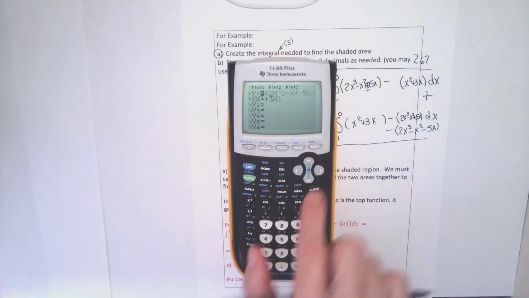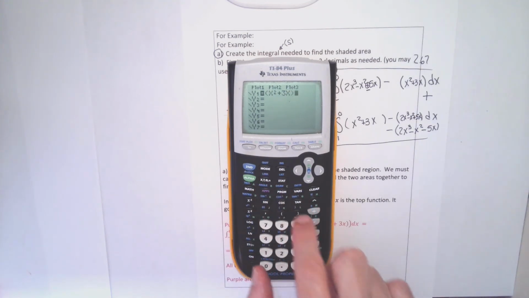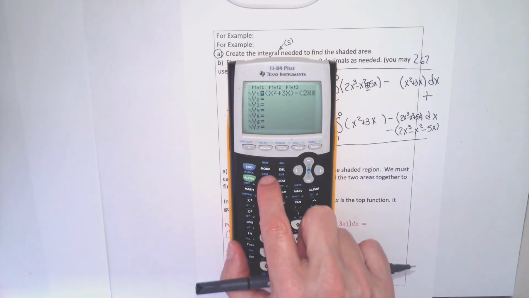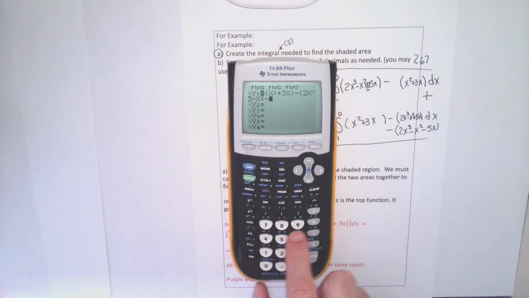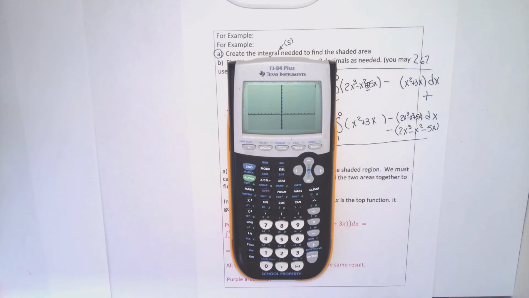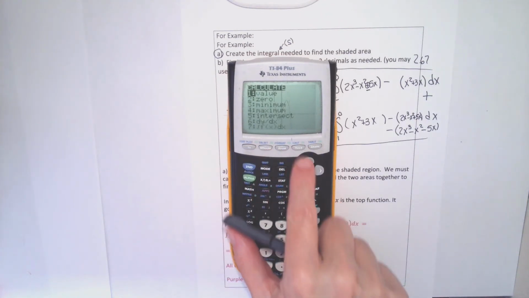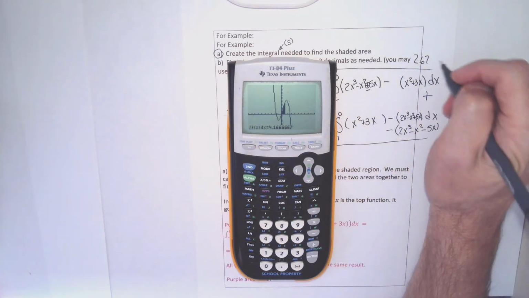Y equals clear. X squared plus 3x is the top function, minus parentheses 2x cubed minus x squared minus 5x. The graph gets distorted when you subtract, but I can still get the right answer. Now I'm going to integrate from 0 to 1 for this one. So second calc, integral, start at 0, end at 1. My second one comes out to, I'll round it to 4.17.